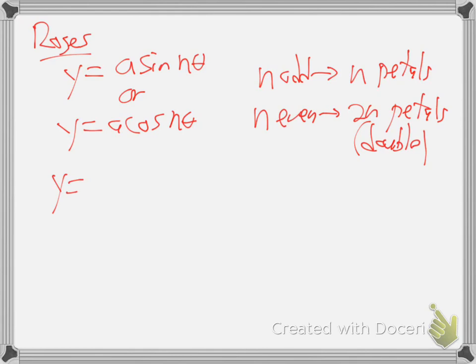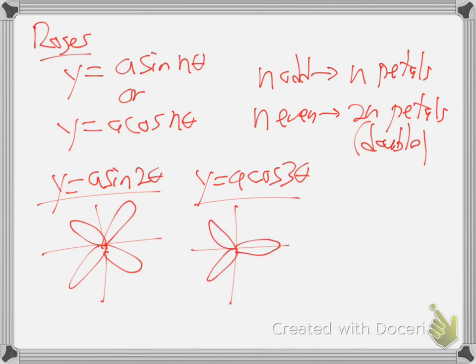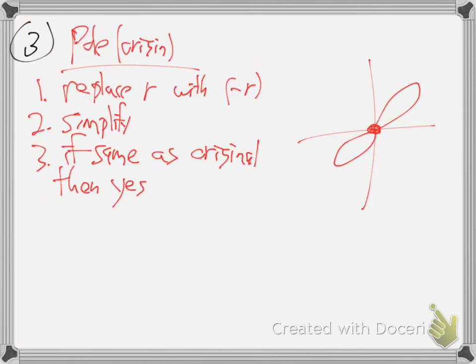I gave the examples. A sine 2 theta. See how if it's even, you double it. There's going to be 4 petals, right? 1, 2, 3, 4. Whereas if it's odd, like A cosine 3 theta, that's one I did too. It's odd, it's going to be 3 petals. So 1, 2, 3. So good enough. So that's the plan. All right, let's go back and answer.